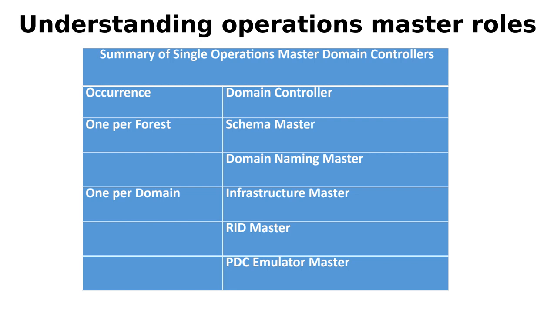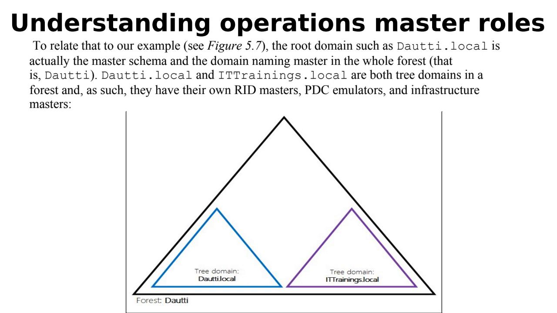This is a summary of the single operations master domain controllers. We have the schema master, one per forest. All of them will have the same schema master database. And the domain naming master. Per domain, we can have the infrastructure master, RID master and PDC emulator master. This is my forest, and you see here we have these child domains.